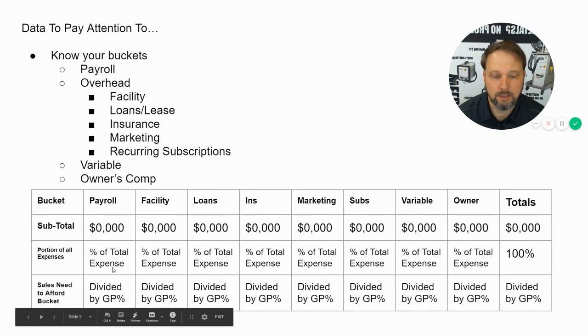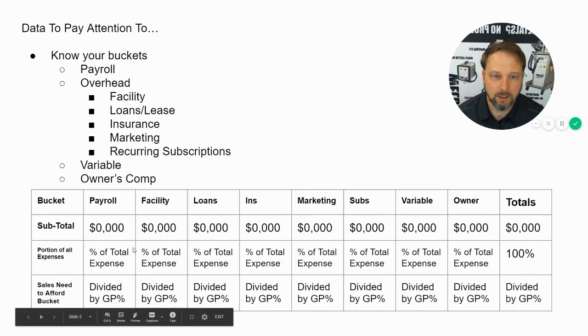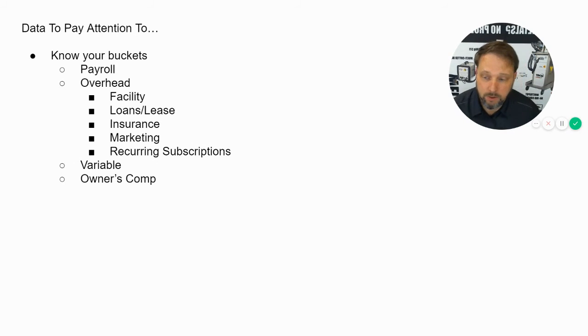And then between these percentages and these sales dollars, it's going to tune you into what you really need to attack and pay attention to. More than likely, your payroll is your largest expense, and you definitely need to take a look at that. Moving on to the other data points, there's 2 other data points that you need to pay attention to.